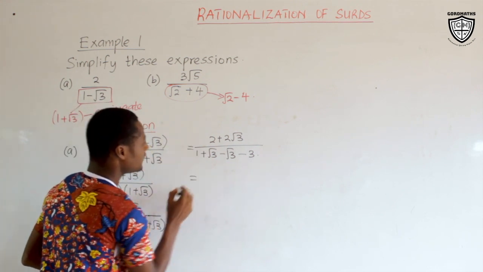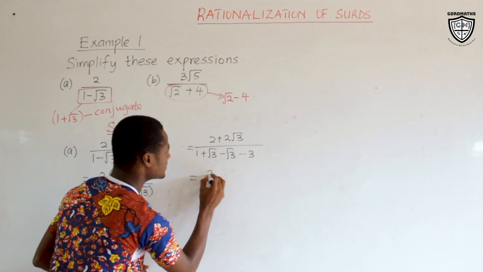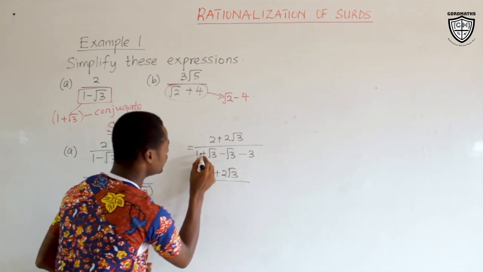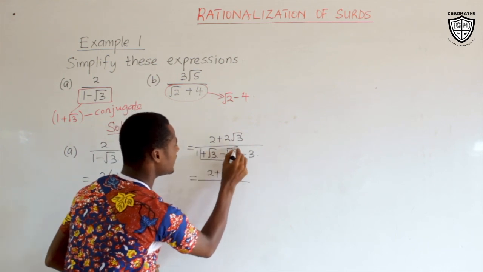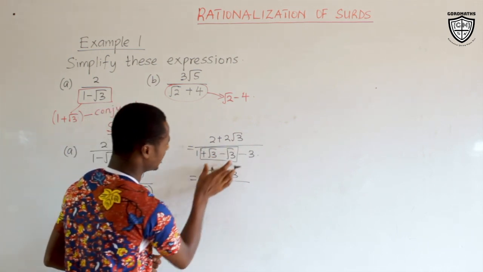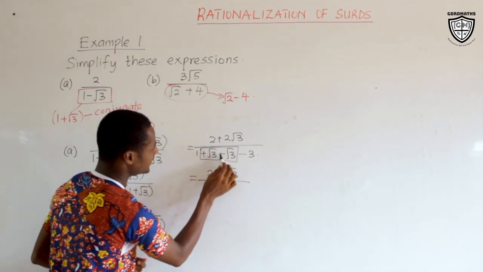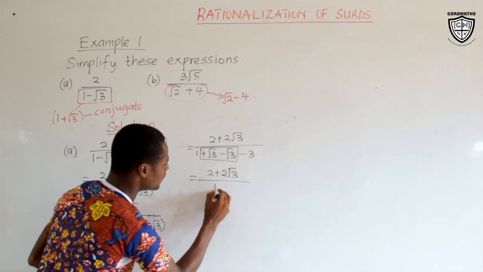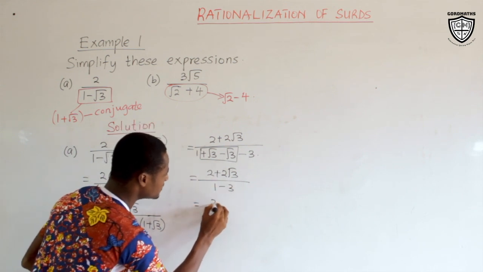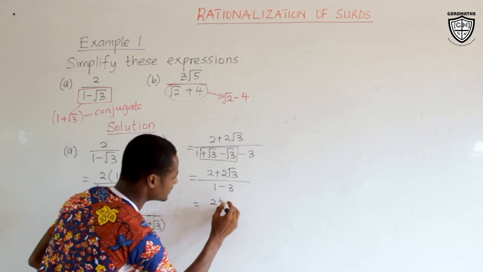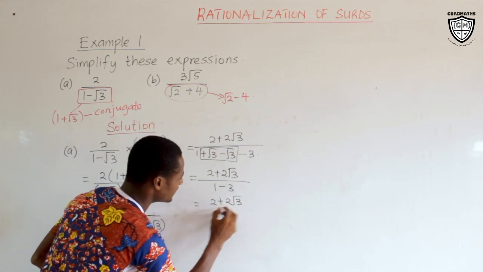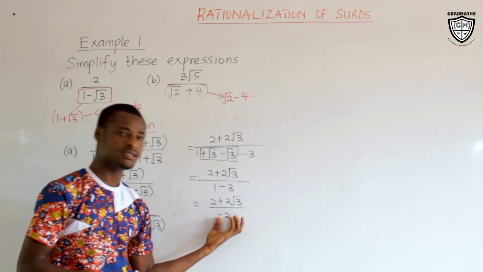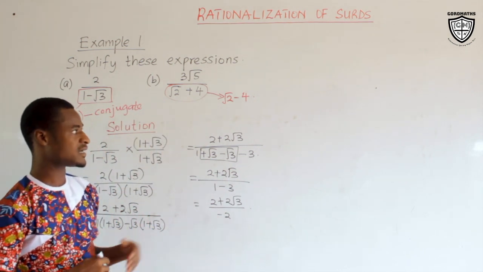So finally, we will have 2 plus 2 root 3 divided by, we know that positive and negative numbers that are equal cancel out. So plus root 3 minus root 3 gives us 0. Then at the denominator, we'll be left with 1 minus 3, which will give us 2 plus 2 root 3 all over negative 2. Once we have no set at the denominator, we have rationalized this expression.